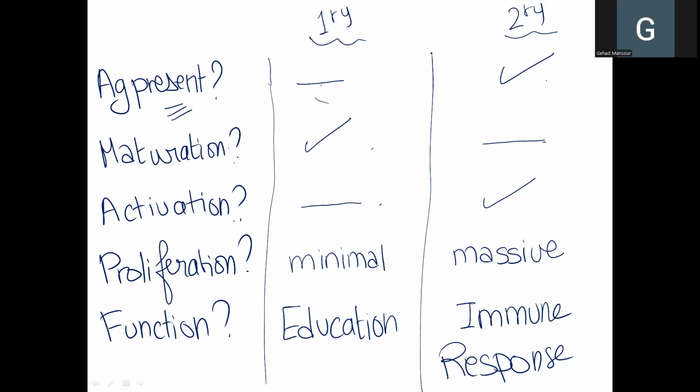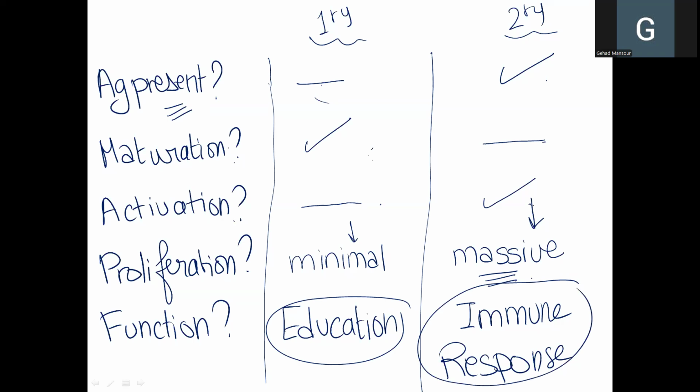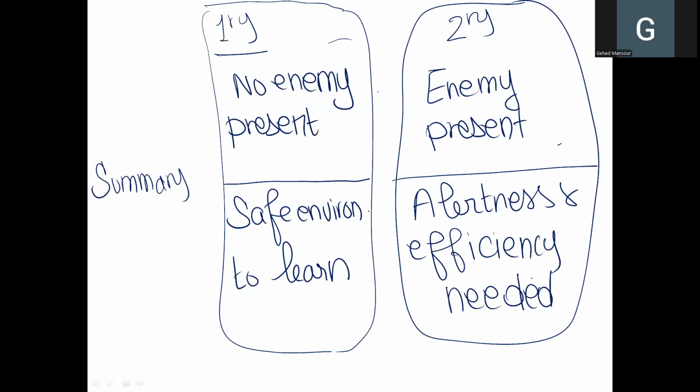Is there activation in the primary lymphatic organ? Of course not, because there is no exposure to the antigen, and activation requires antigen exposure, so it occurs in the secondary lymphatic organ. Of course, because there is activation, proliferation here will be massive, whereas proliferation here is very slow. The main function of the primary lymphatic organ is education, whereas the secondary lymphatic organ's main function is to elicit an immune response.